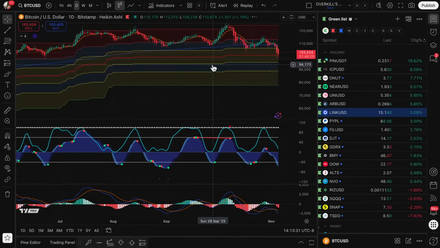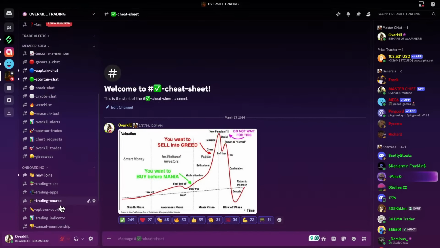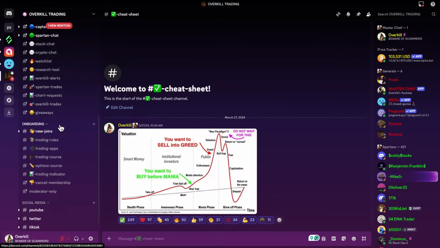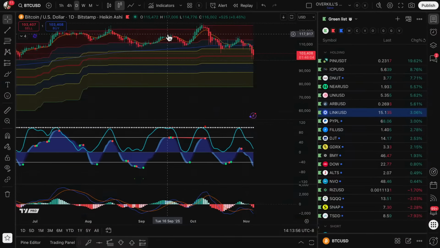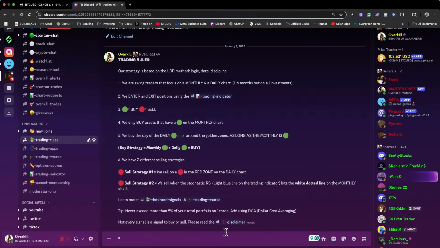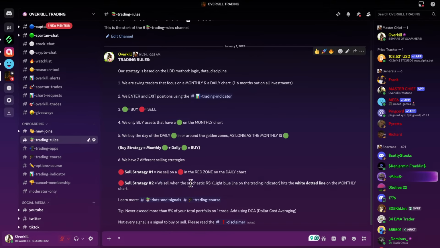So that's sell strategy number one, and then sell strategy number two, and then we'll take some chart requests. So go ahead and drop your chart requests in the live chat right now. Sell strategy number two is we sell when the stochastic RSI, that is the light blue line on the trading indicator, hits the white dotted line on the monthly chart. The first strategy was for the daily. That red dot in the red zone on the daily is where we sell. The second sell strategy is based on the stochastic RSI on the monthly.